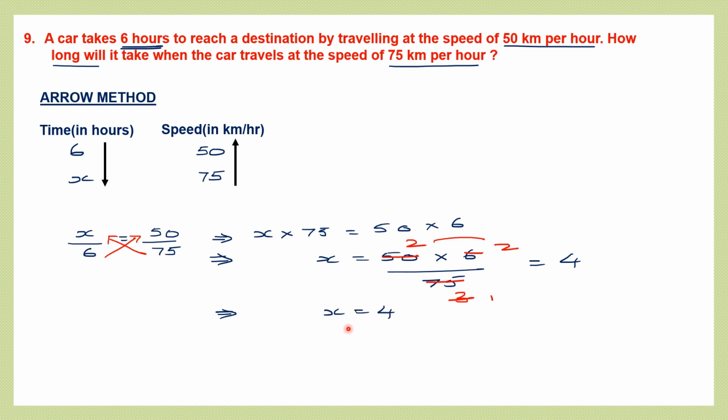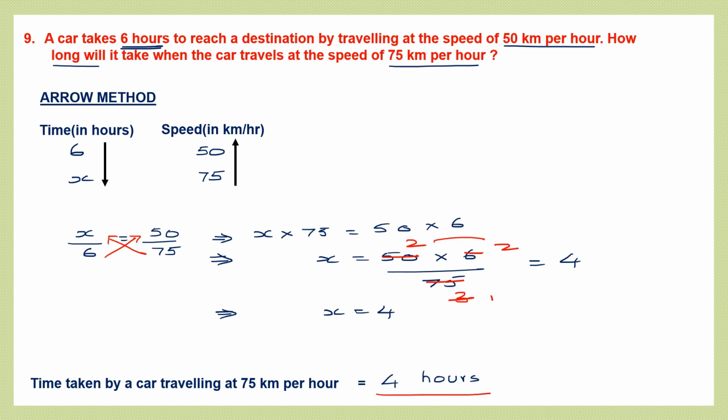And what is x? x is the time in hours if the car has to travel at a speed of 75 kilometers per hour. So let's write the answer. Time taken by a car traveling at 75 kilometers per hour is 4 hours. So this is our final answer. With this, children, we come to the end of this exercise.